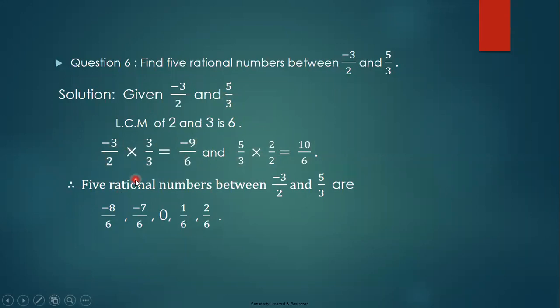So no need to multiply by another number here. So here minus 9 by 6, I can leave this, and the next numbers are minus 8 by 6, minus 7 by 6, minus 6 by 6, minus 5 by 6. You can write any numbers between these two. So now here I have written minus 8 by 6, minus 7 by 6, 0, 1 by 6, and I have written some positive also, 2 by 6. So you can write any rational numbers between these two rational numbers.